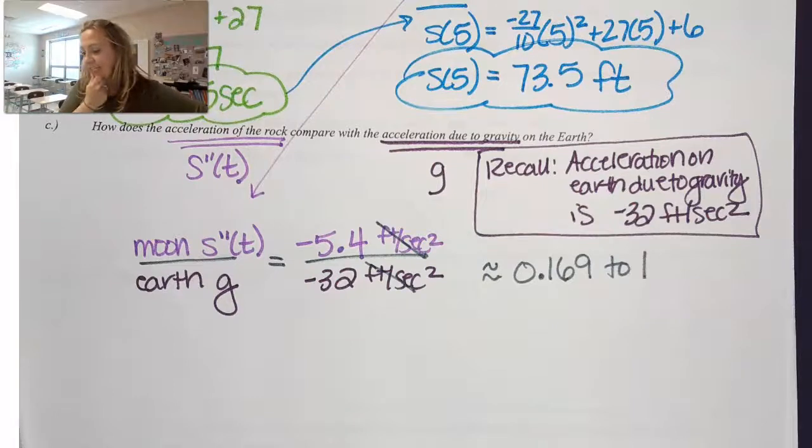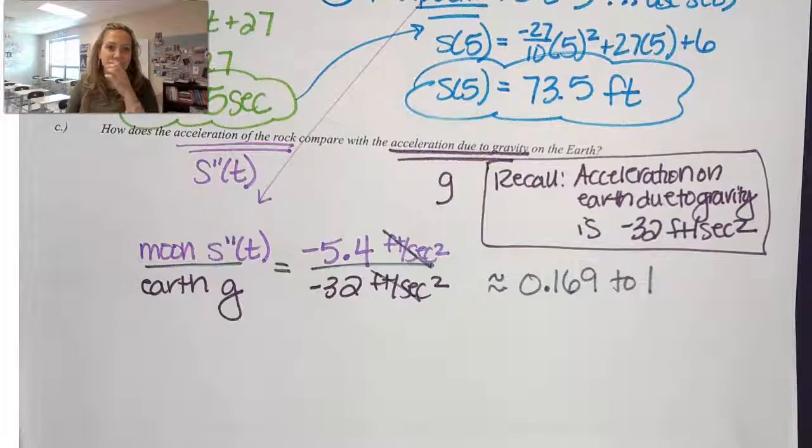So we can use the second derivative to find the acceleration and then compare it to the knowns that we have on Earth. And that is all I have for you, right? Yes, on section 2.3.